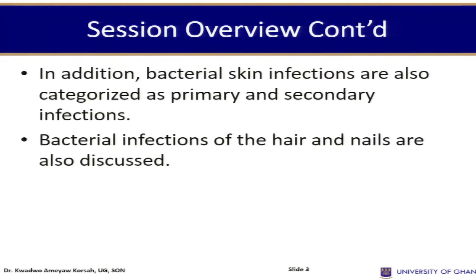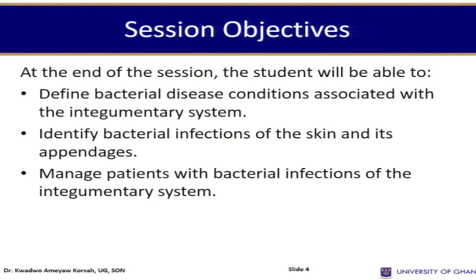In addition, bacterial skin infections are also categorized as primary and secondary infections. Bacterial infection of the skin, of the hair, and the nails are also discussed. So at the end of the session, the student will be able to define bacterial disease conditions associated with the integumentary system, identify bacterial infections of the skin and its appendages, and manage patients with bacterial infections of the integumentary system.